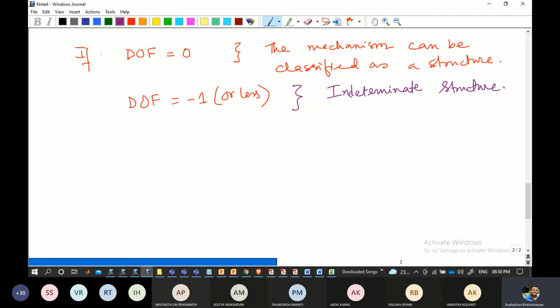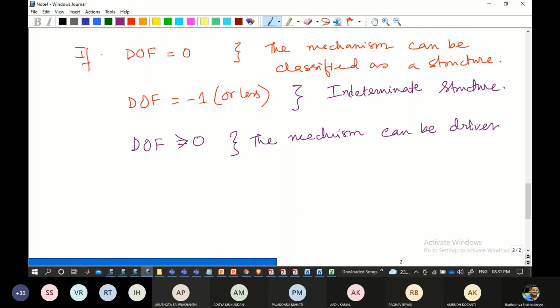All this is coming from mechanical engineering, so don't exactly ask me what the definition of an indeterminate structure is, but that is a condition if I want to conclude something out of a mechanism. And in all probability, if DOF is greater than 0, that is if it is 1 or anything else, the conclusion is the mechanism can be driven, like it's a drivable mechanism. It can work, it can move, it has a mobility.